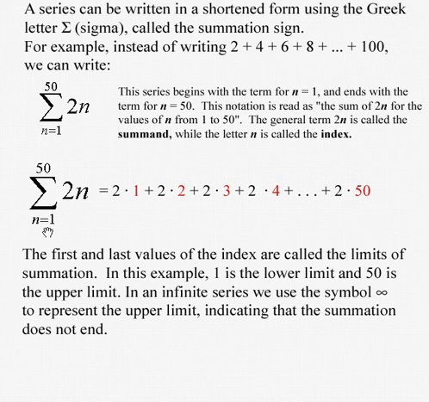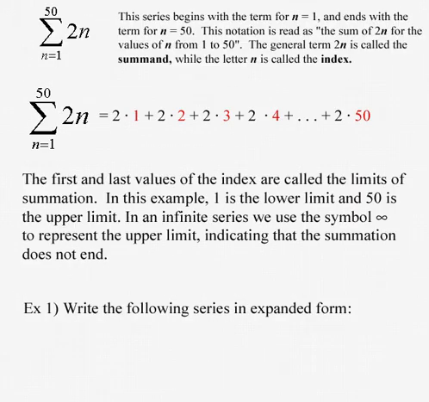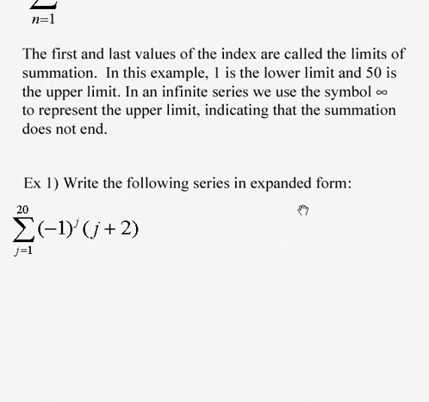The first and the last values of the index are called the limits of the summation. So again, in this case, 1 is the lower limit, 50 is the upper limit. If we have an infinite series, we replace this number 50, or whatever the number may be, with the infinity symbol. That represents the upper limit. That tells us the summation is an infinite series and does not end. All right, let's try an example or two.